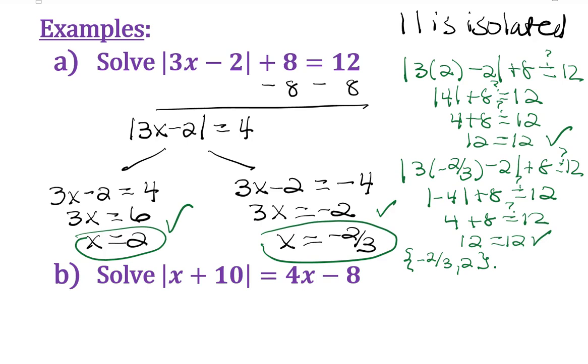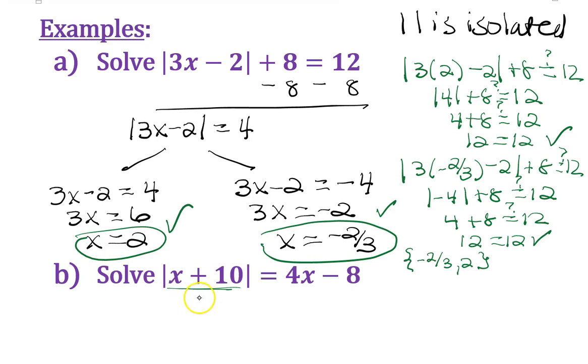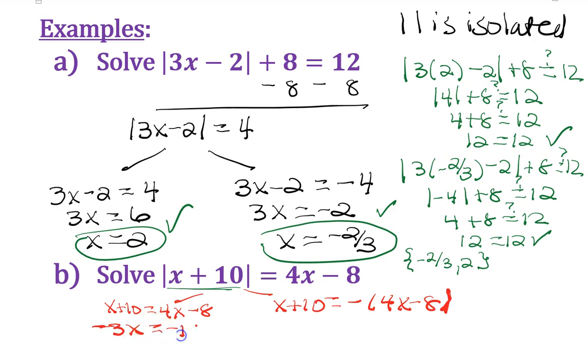In example B, this one already has the absolute value sign isolated on the left-hand side. So our two scenarios are going to turn out to be x plus 10 equals 4x minus 8, and x plus 10 equals the opposite of 4x minus 8. Whoops. No parentheses, no absolute value. When I go to solve this, same kind of thing. Solve for x. So we get negative 3x equals negative 18, and x will be equal to 6.